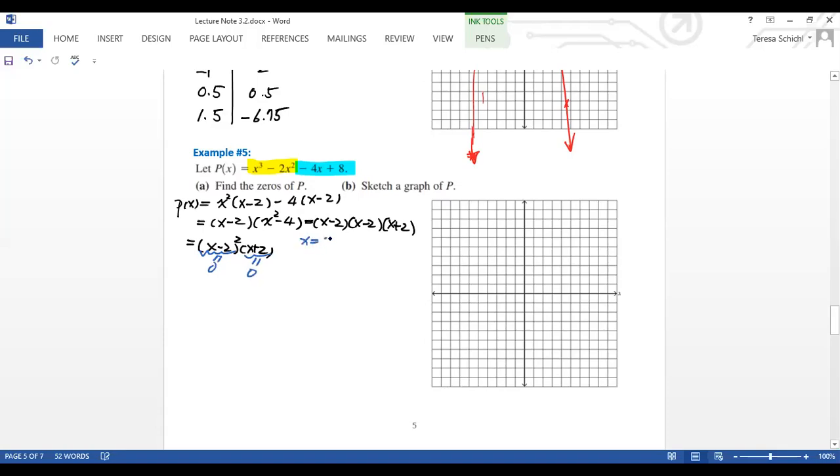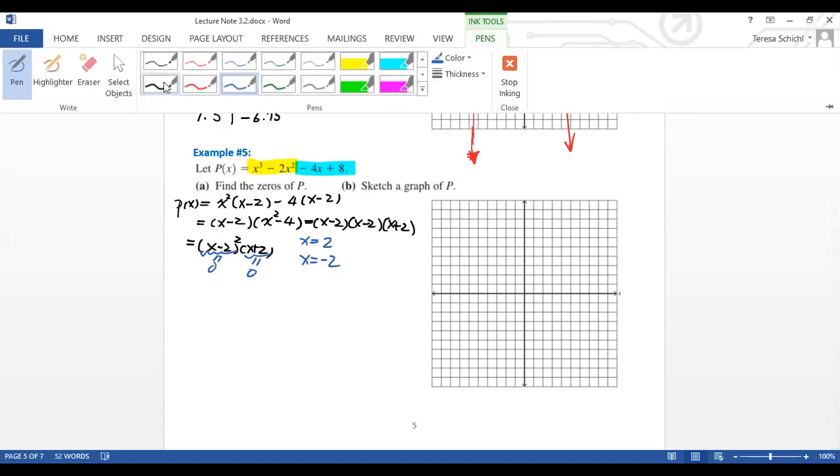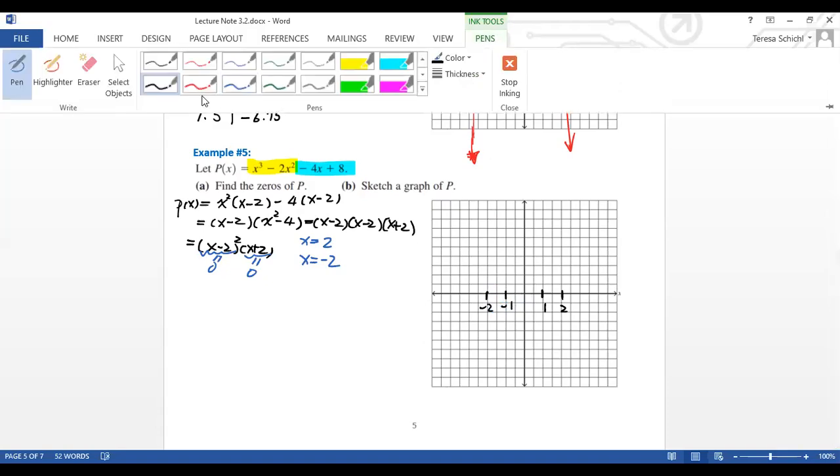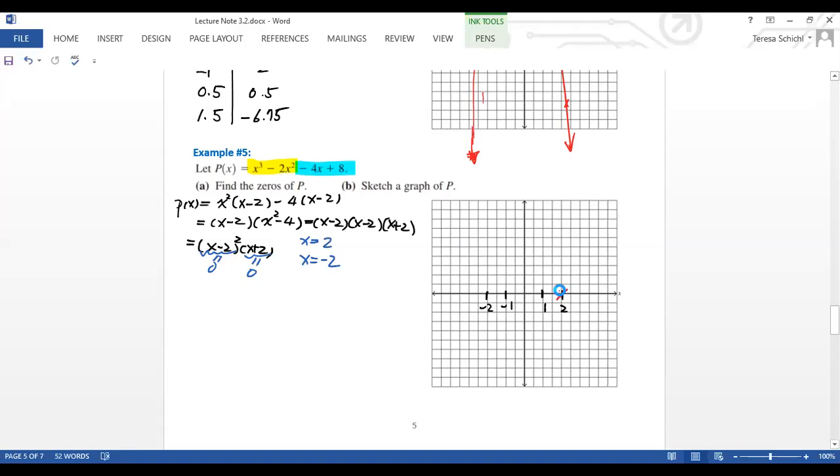So what is my x? X is 2 and what? -2, right? Okay, so x is 2 and negative 2 here. So let's also, just like we did last time, get a little bit bigger so that we can see better. Let's say this is 1, this is 2, so this is -1, -2. So I know my 0 is at 2 and -2, so the graph goes through here and here.